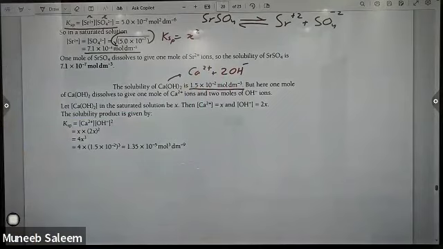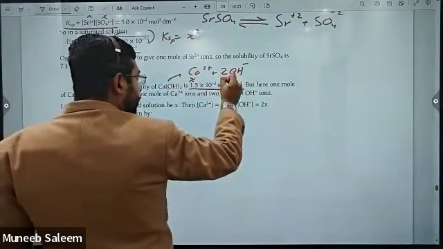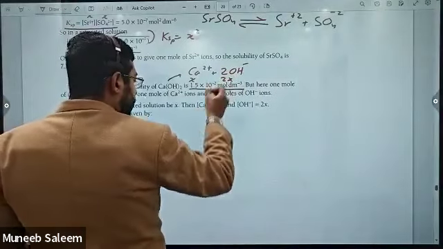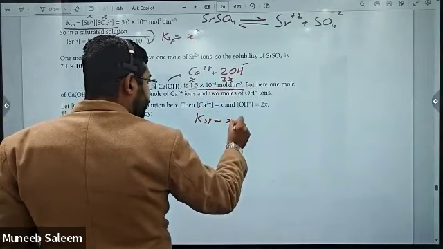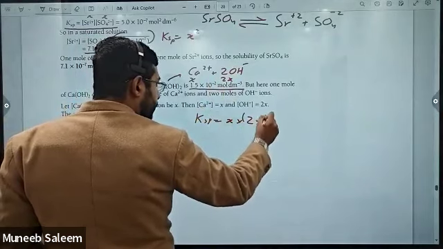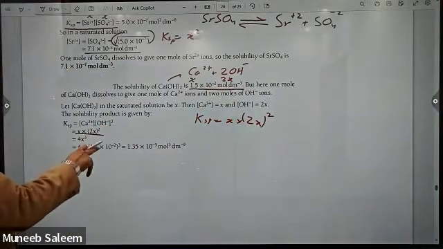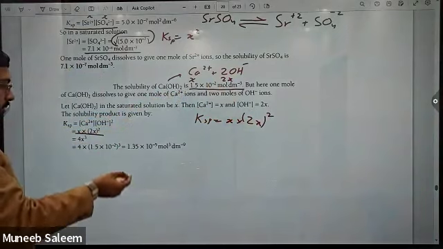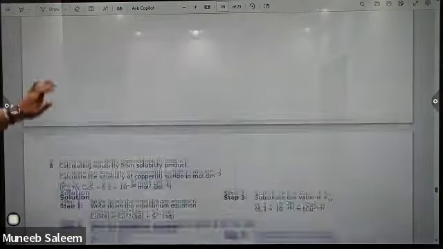The KSP will become the concentration of Ca as x and 2 times the concentration of hydroxide ions, but this will also be squared. So KSP will become x times 2x with power 2. That is what is done here. They then substitute the value of x, which is 1.5 into 10 to the minus 2, and then calculate the KSP. So that is how these questions are done.